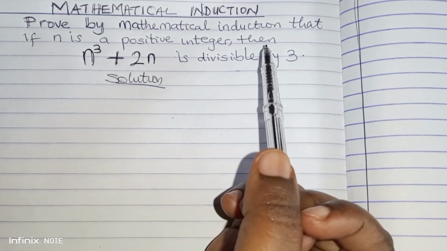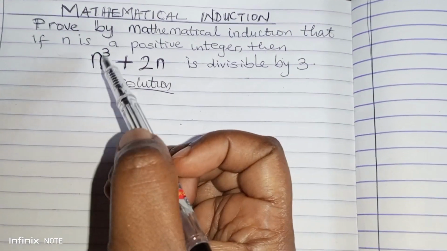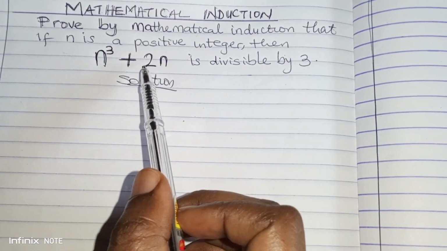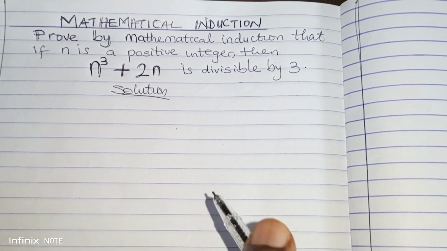Prove by mathematical induction that if n is a positive integer, then n raised to the power of 3 plus 2 multiplied by n is divisible by 3.